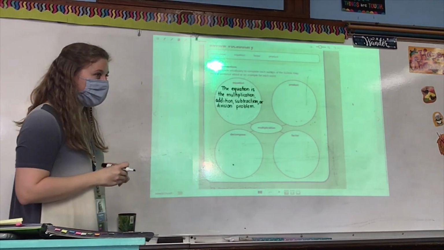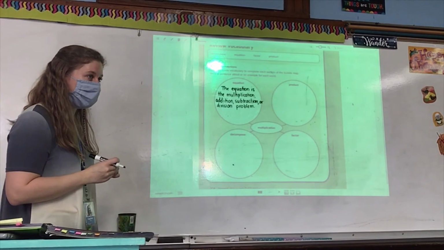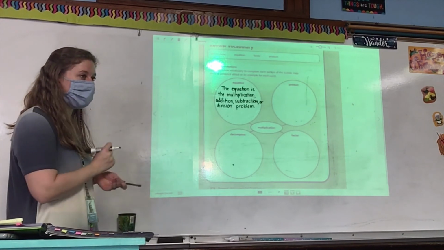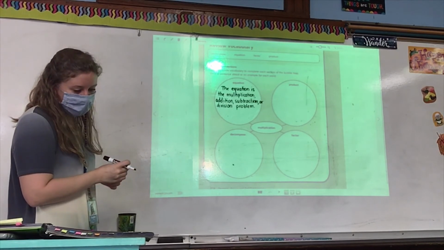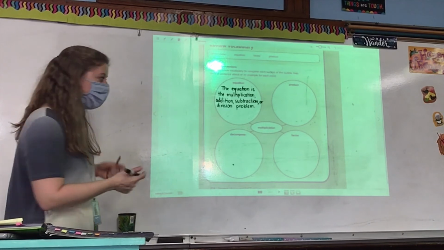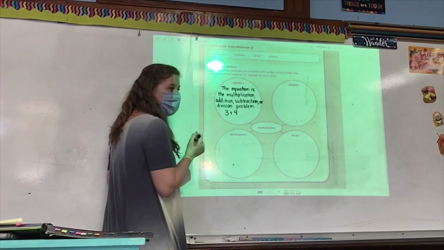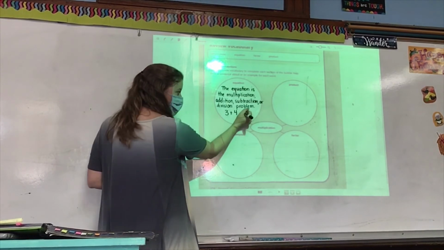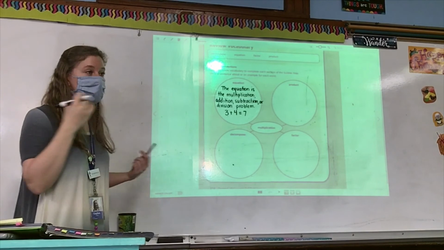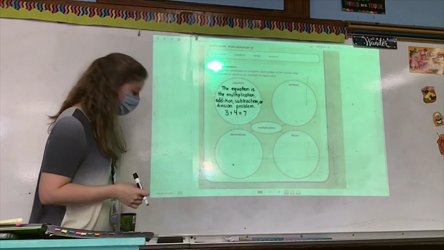And Zadie, can you give me a number example? You may not have had this, but can you give me a number example? So we have the sentence. Now give me an example. 3 plus 4. Is that all of it? Equals 7. So 3 plus 4 equals 7 is an example of an equation.